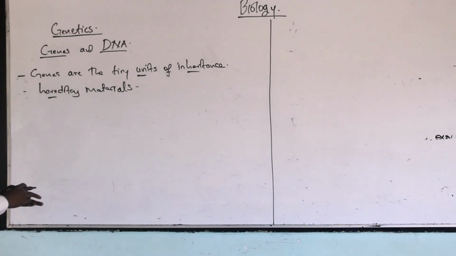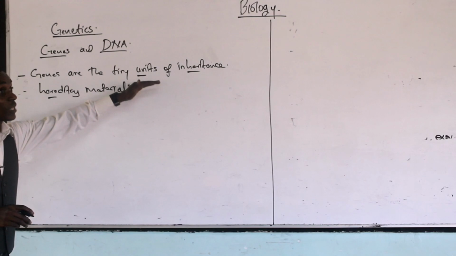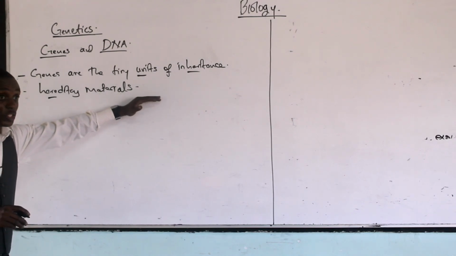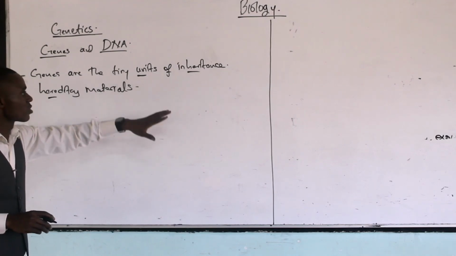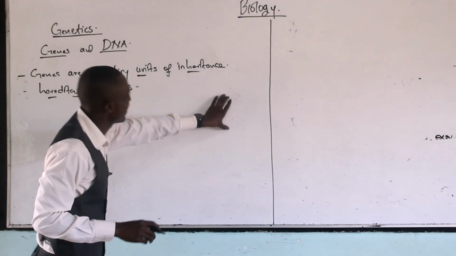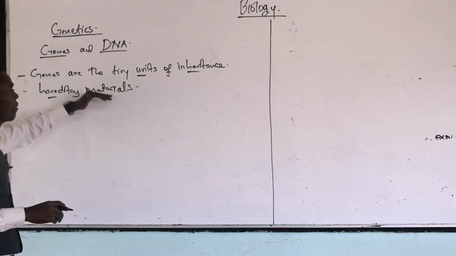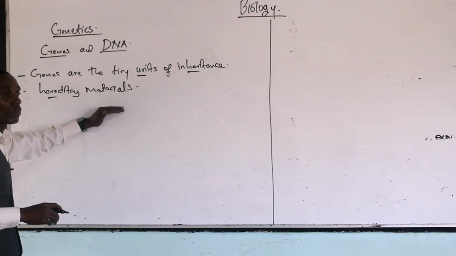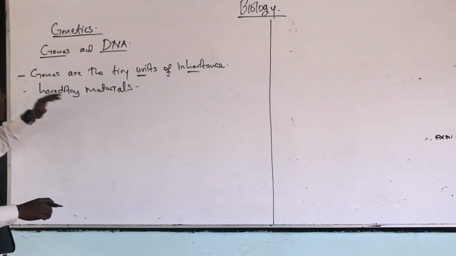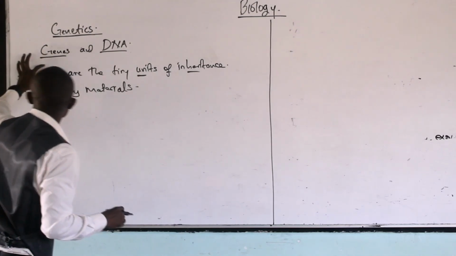So I want you to understand today like this: any characteristic that you possess, that is with regard to the height, the skin complexion, and the shape of the nose, all those characteristics which you possess, you inherited them from your parents. Of such characteristics, your father contributed some, your mother contributed some. And they are normally carried by tiny units of inheritance, which we call genes.